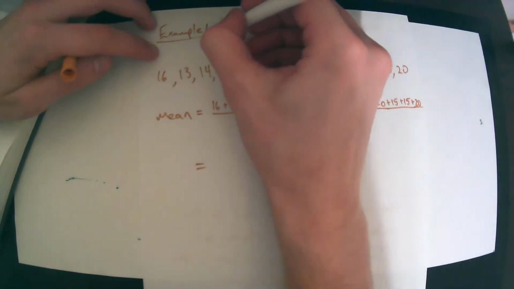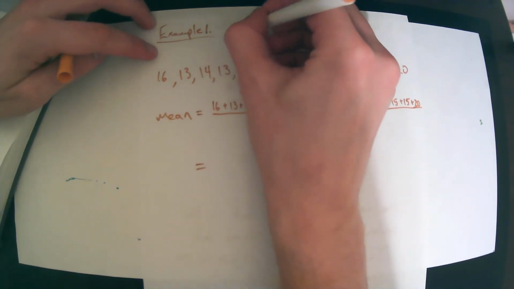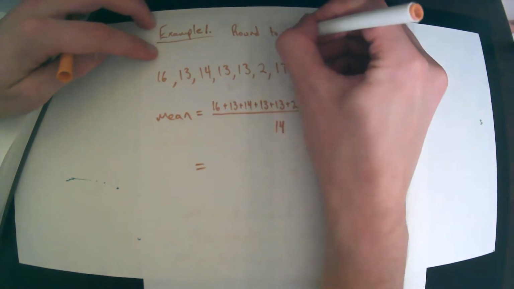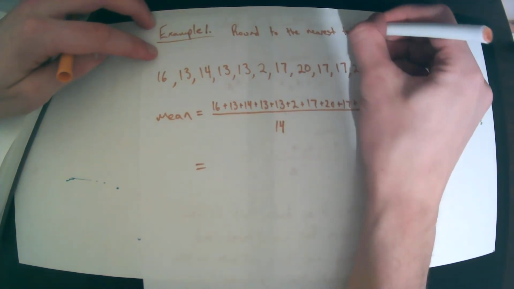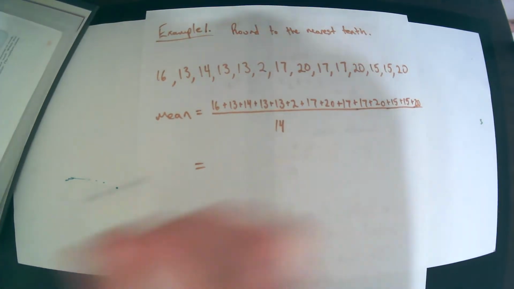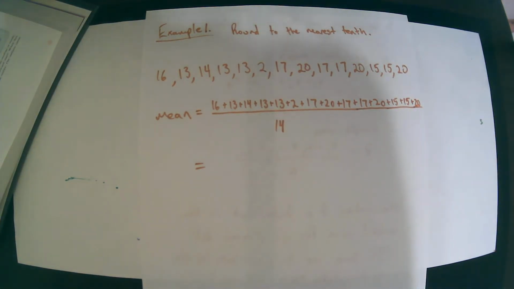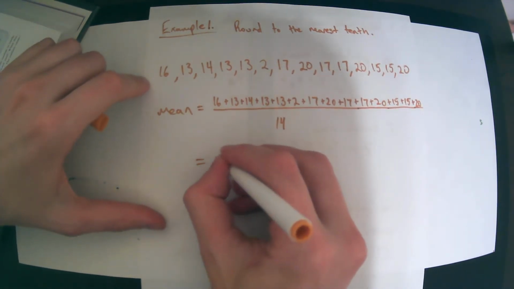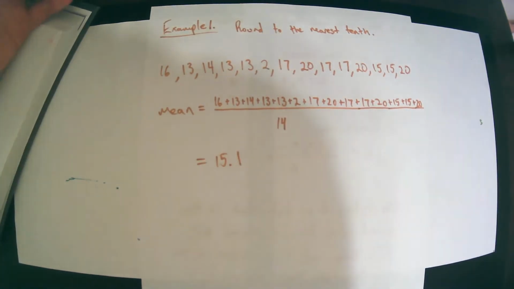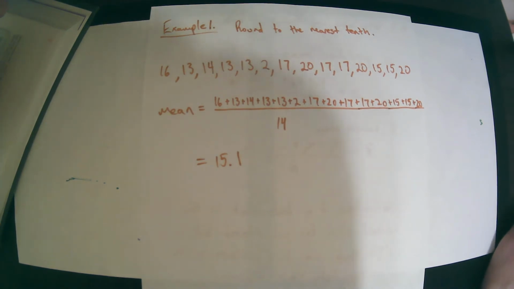Okay, I'm going to make a note up here. We'll round to the nearest 10th place. So my mean is, oh, where'd it go? There it is. 15.1 is what I'm getting for my mean. So that's the average.